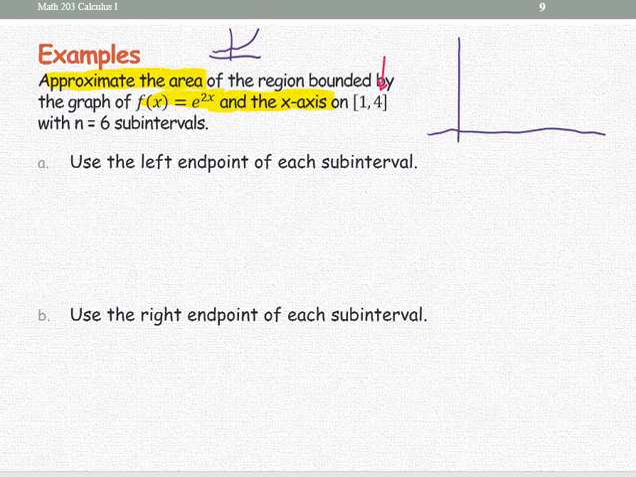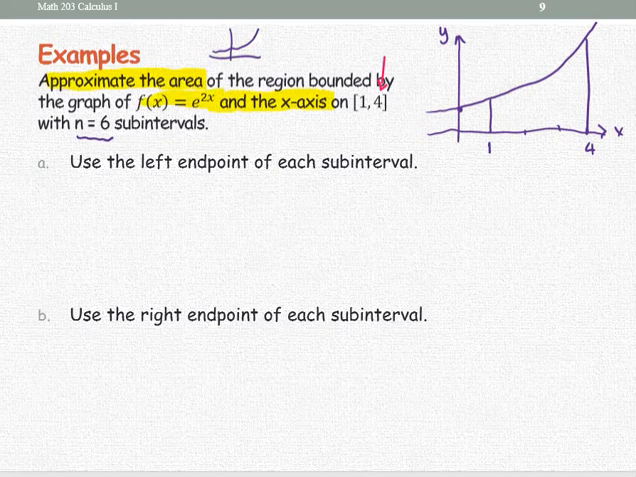For x equals 0, the function is 1. So the graph is something like this. This is the y and this is the x. And we're going to start at x equals 1 to x equals 4: 1, 2, 3, 4. And then we're going to make it into 6 subintervals.